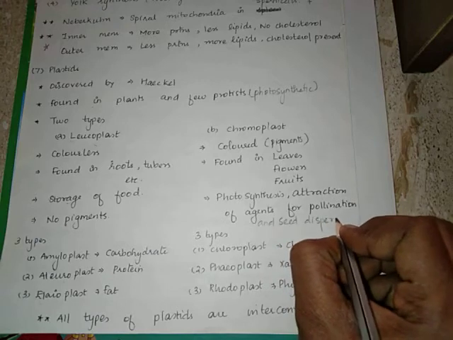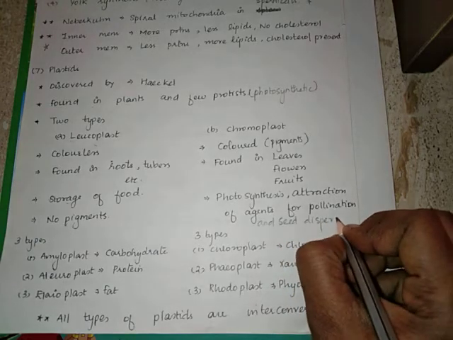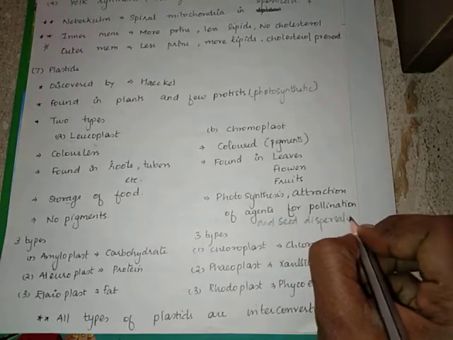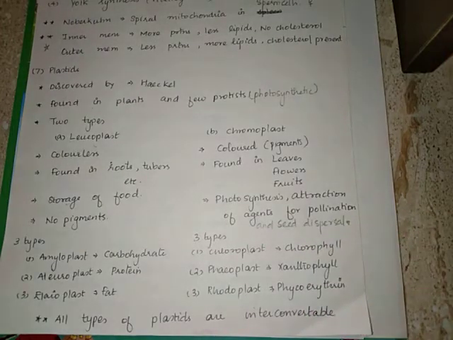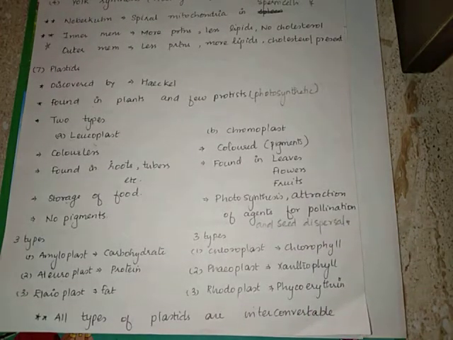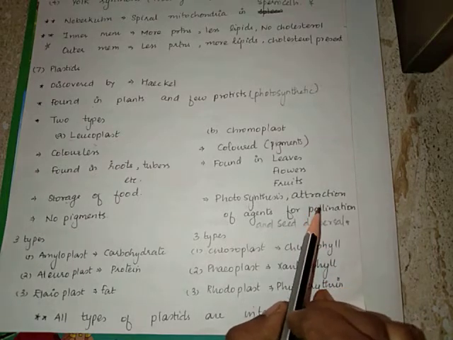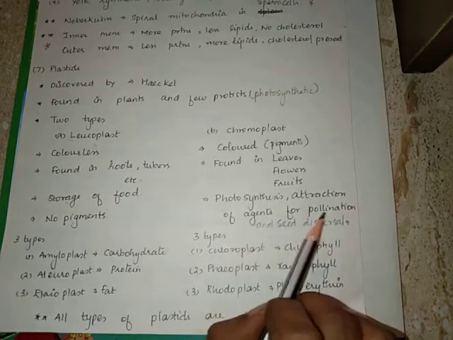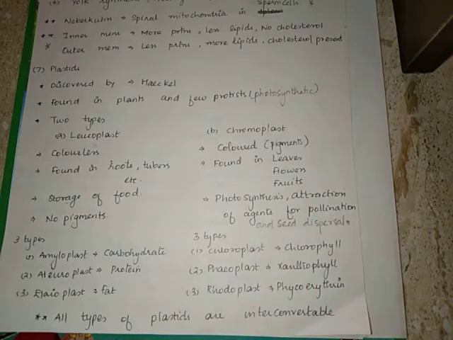Usually animals, birds and even insects are attracted because of the specific colors of fruits. They go for feeding on the fruits, and they help in seed dispersal also. So these help in attraction of agents for pollination and seed dispersal. And based on the type of pigment present, they are classified as chloroplast, phaeoplast and rhodoplast.